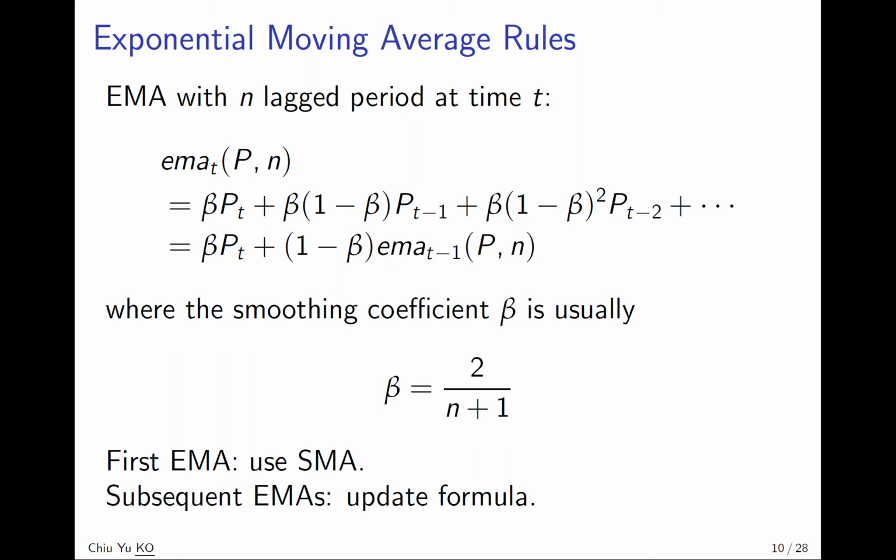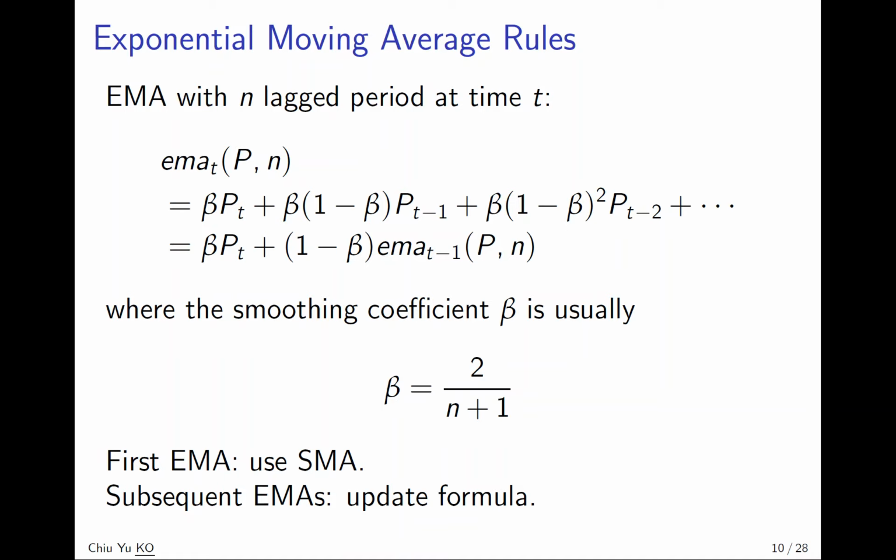The easiest way to do the weighting systematically is an exponential one, which means you give a beta weighting to today's price. Look at the formula. You give beta to today's one, but you give beta times 1 minus beta to yesterday's one, which is less than beta because beta is between 0 and 1.